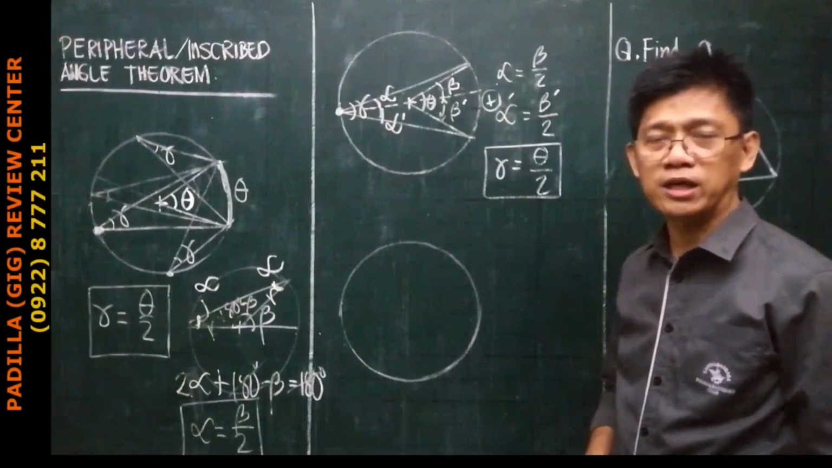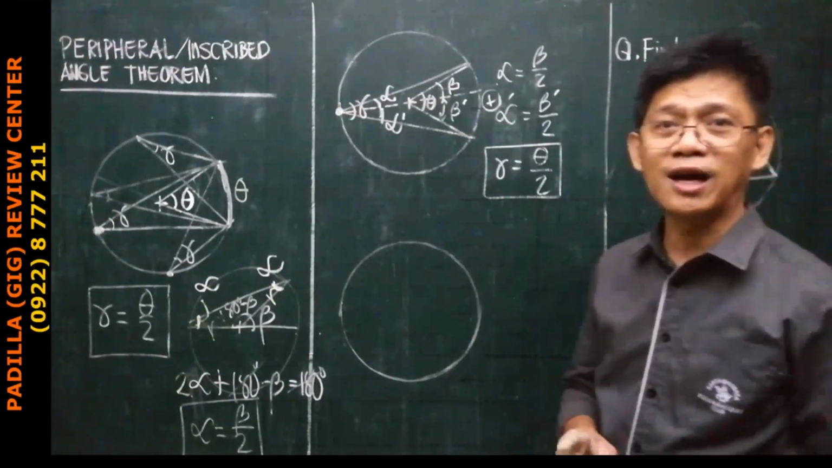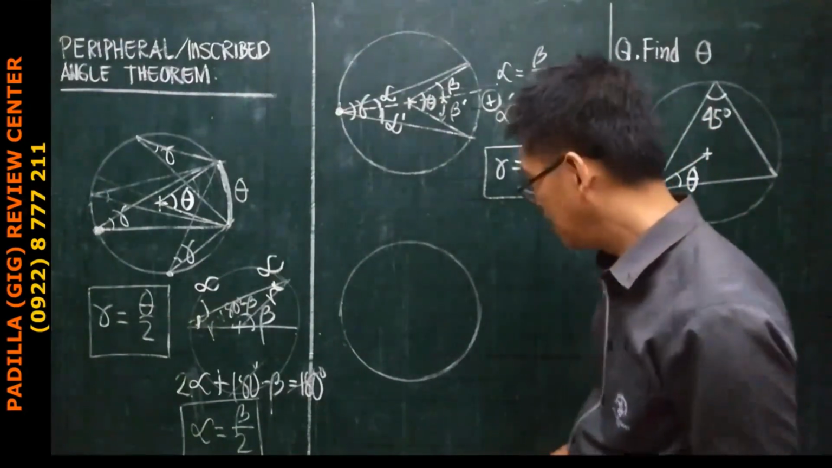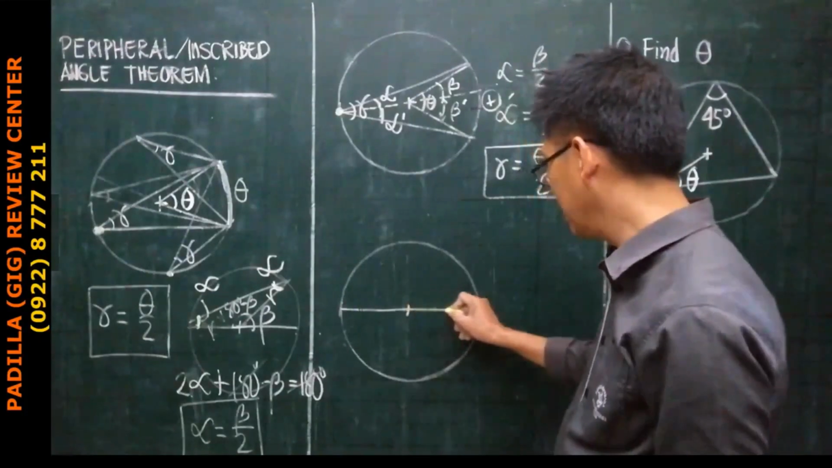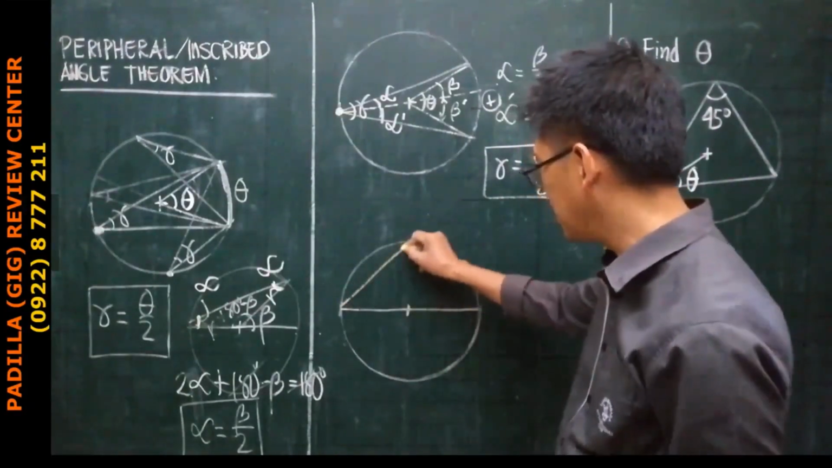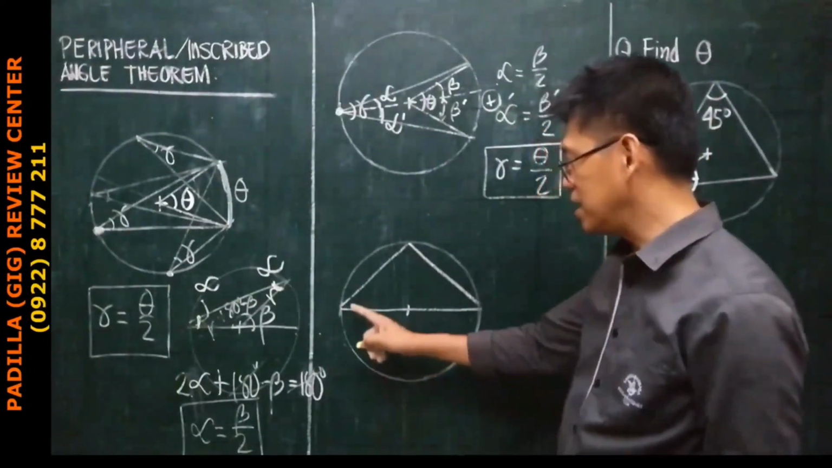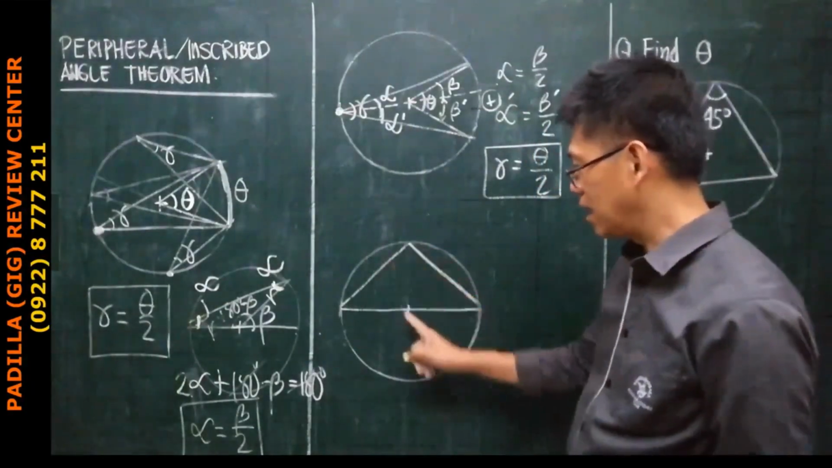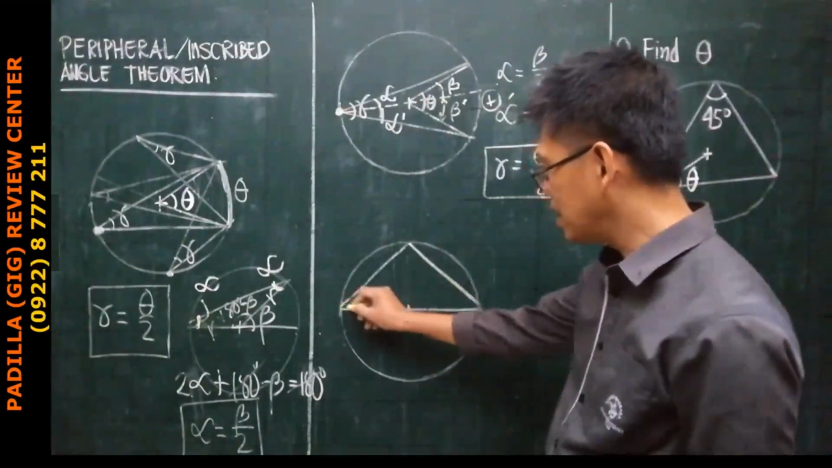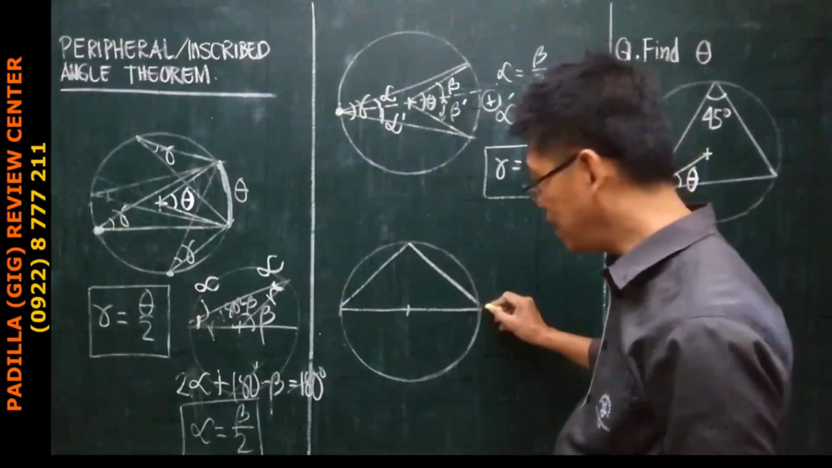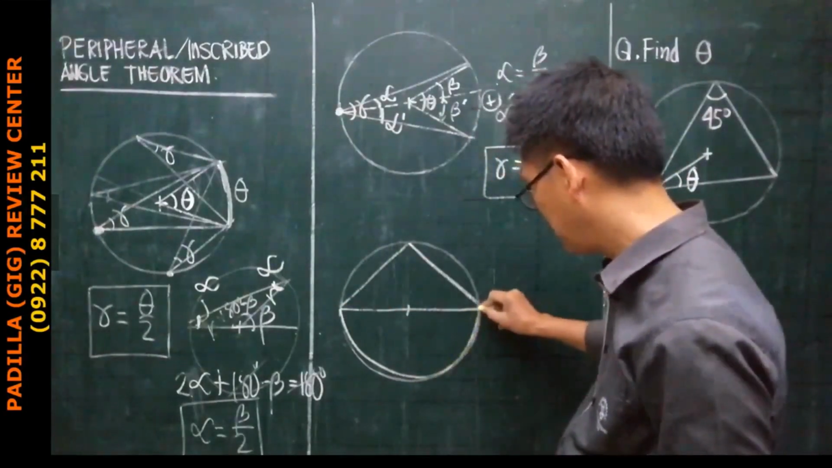One commonly encountered application of the peripheral angle is on an inscribed triangle. If I have an inscribed triangle, one side being a diameter, this need not be at the center of this. Okay? Now, this is a diameter. If this is a diameter, this is a half circle, right?